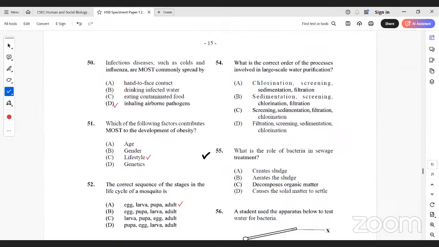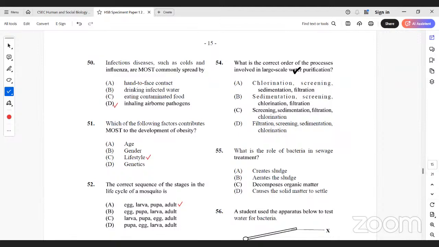Let's go up to 54. Ooh, 54 means we have just transitioned into the final topic for the human and social biology syllabus, section E, which deals with man's impact on the environment. These last 7 questions will be on this.